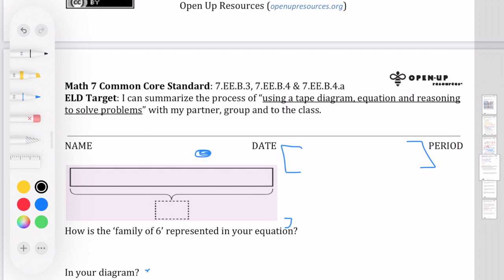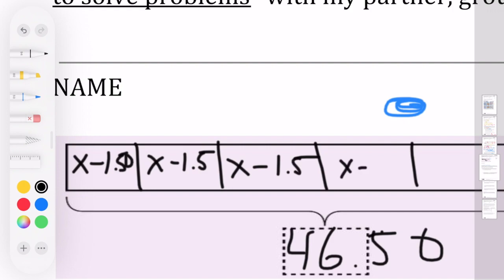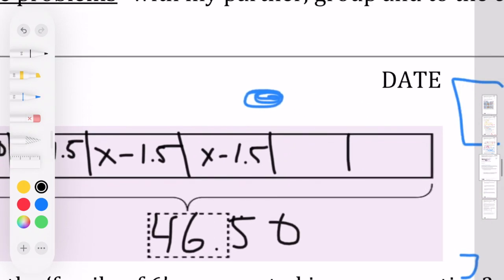All right, hopefully in your tape diagram you broke your box up into 6 pieces to represent the 6 family members, and you need to set this total to $46.50. And then we want to look at each box containing x minus 1.50, because each ticket is off by $1.50. So you could have had something like that written in each of your 6 boxes to represent each family member.